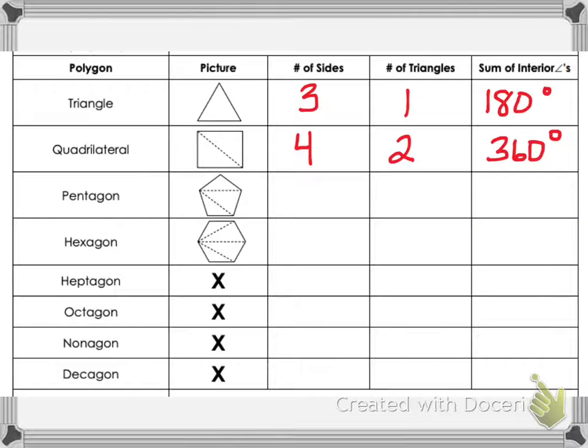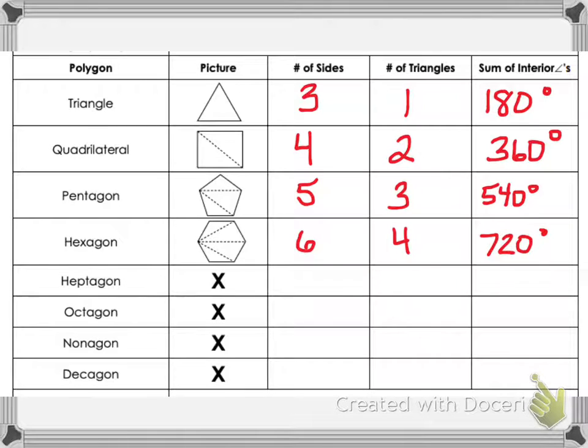Pentagon, there are 5 sides in a pentagon. There are 3 triangles, so the angles add up to 540. A hexagon, there are 6 sides, 4 triangles, and the interior angles add up to 720.